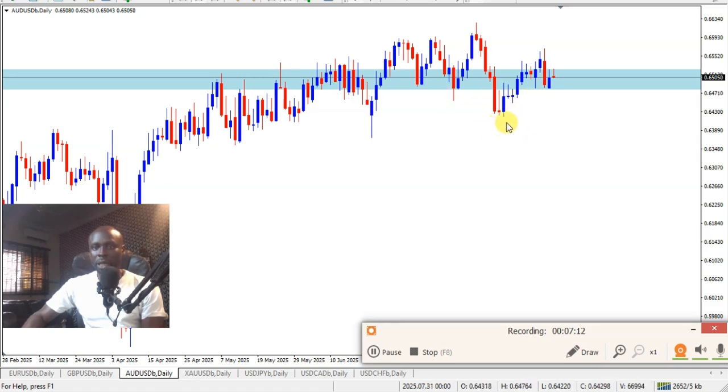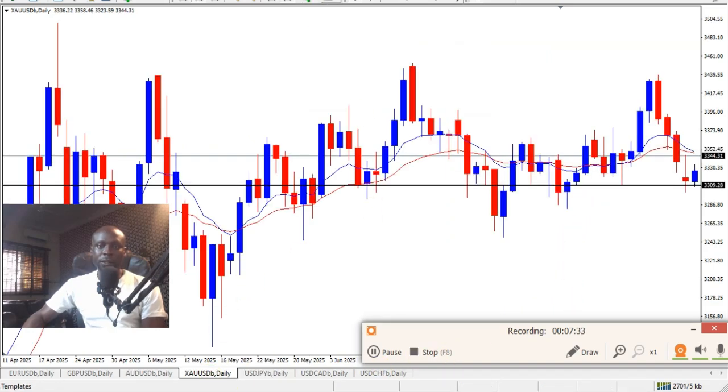So we'll stay aside on the Australia USD for now until we get a clear direction for us to sell the Australia USD. So wait for price to break below this lower low, then wait for a test before we can sell the Australia USD. So let's look at our next pair, which is the gold USD.